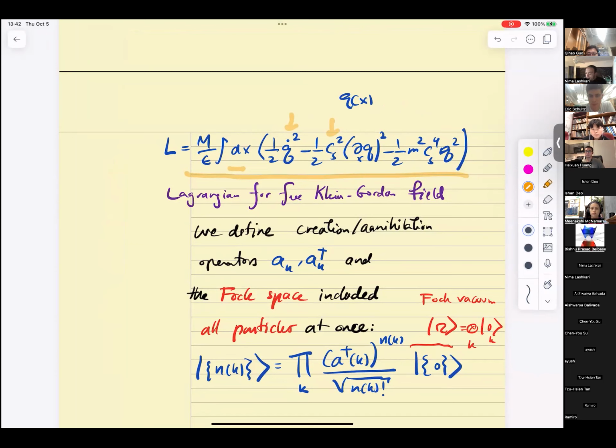Minus half M squared phi squared, right? So you recall that what we said is that if you pick a normalization where your c_s is 1, you're going to end up with the Lagrangian for the free Klein-Gordon field, right? So the principle of symmetry was embedded in the model in two ways. First, the dynamics was such that it's local in time.